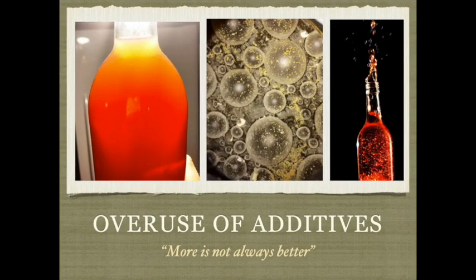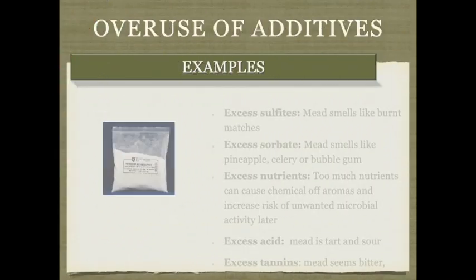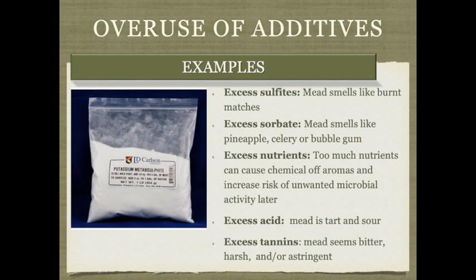Overuse of additives. More is not always better. Well, some common examples: excess sulfites, the mead smells like burnt matches; excess sorbate, excess nutrients, too much acid or tannins. The acid and tannins I'm going to talk about more, not in this section, but a little bit later on, because they also are how a mead can be out of balance. But I am mentioning them here because, obviously you can get excess acid or excess tannin by adding too much or not measuring carefully.